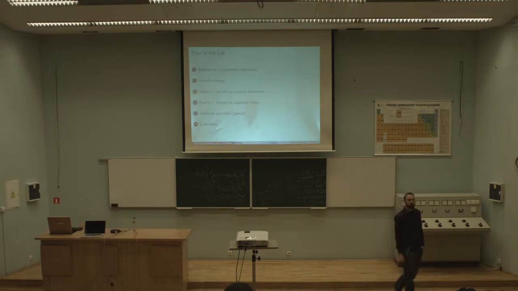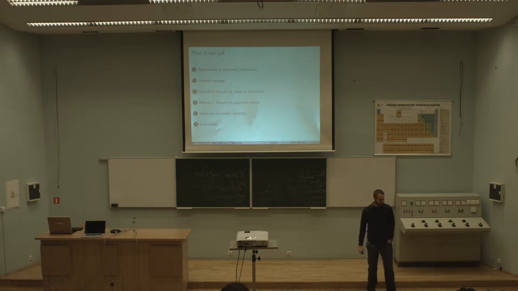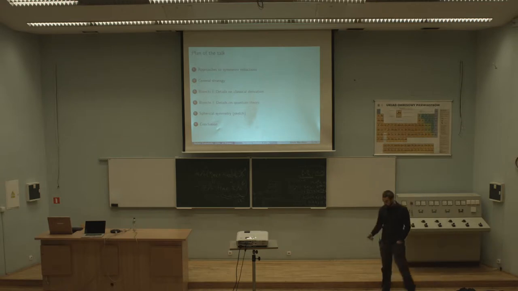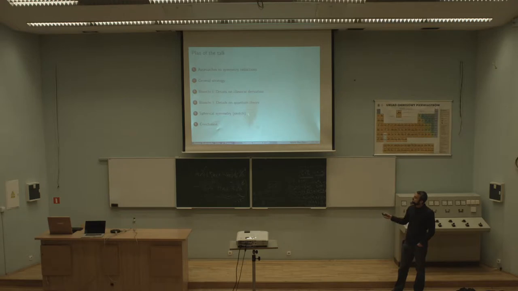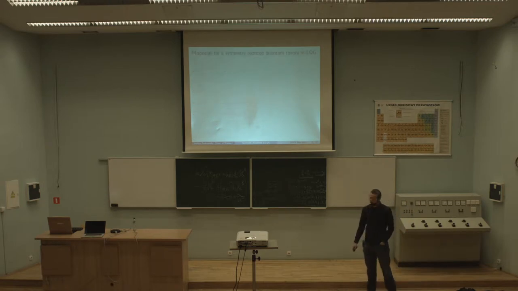So let me give you a brief outline of what I'm going to say today. I want to first give a brief overview of what people have thought about how to approach this problem of symmetry reduction in loop quantum gravity. I then want to discuss the general strategy, so what are the rules of the game that we're playing here, what are the techniques that we use. Then I want to discuss in detail the Bianchi 1 model because it's actually quite interesting and it can be followed through in one talk. And then later, if there's time, which there's probably not, I'll give a brief sketch on how you do it also for spherical symmetry.